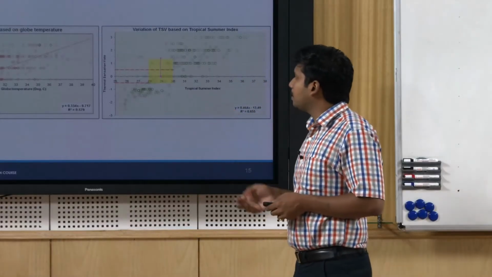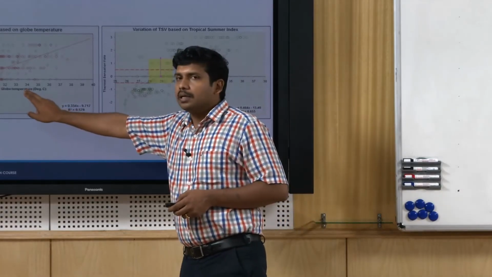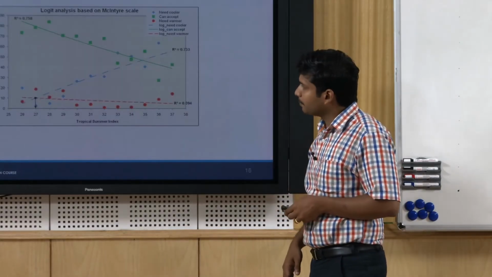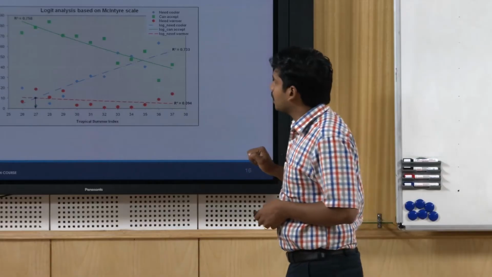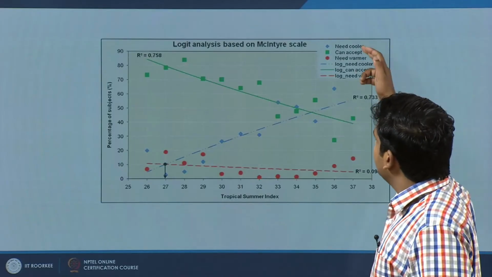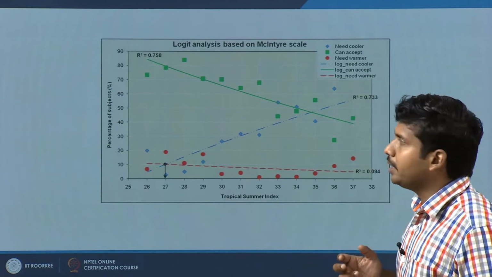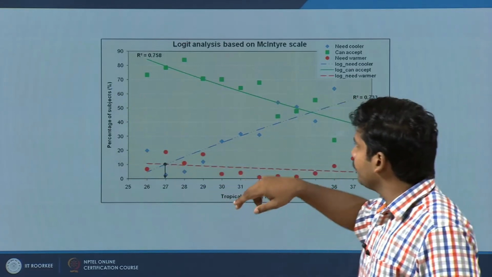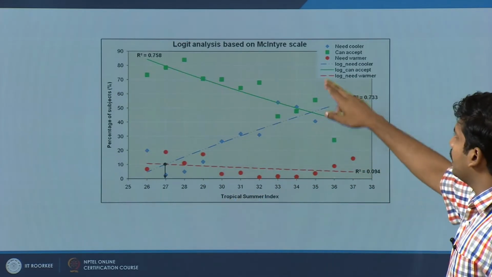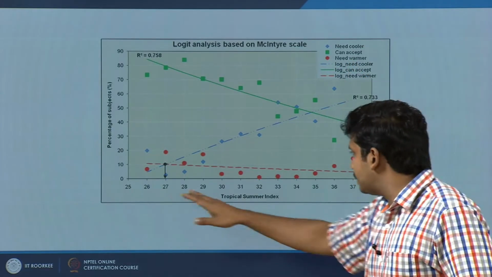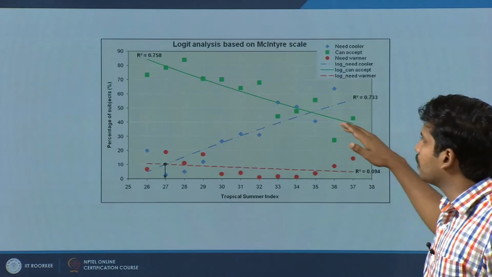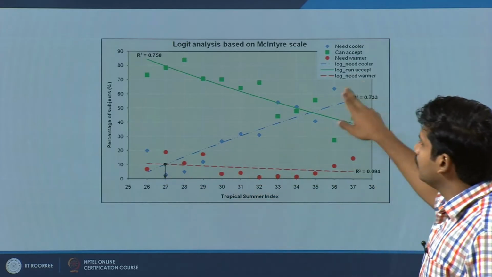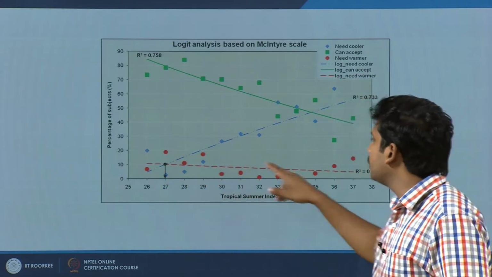A similar assessment is done with tropical summer index, because this is only temperature, globe temperature response. If you include humidity and air velocity, you can do the same thing with TSI. This is the third scale which I was talking about, the McIntyre scale. You ask them whether you can accept, you need warmer or you need a cooler environment. You have tropical summer index here and percent of subjects here. This is a logit analysis. If you see this green line, this is like I can accept. As the temperature TSI increases, the can accept votes come down. The percentage of people saying I can accept comes down. Percentage of people saying I need cooler goes up, and need warmer naturally comes down.